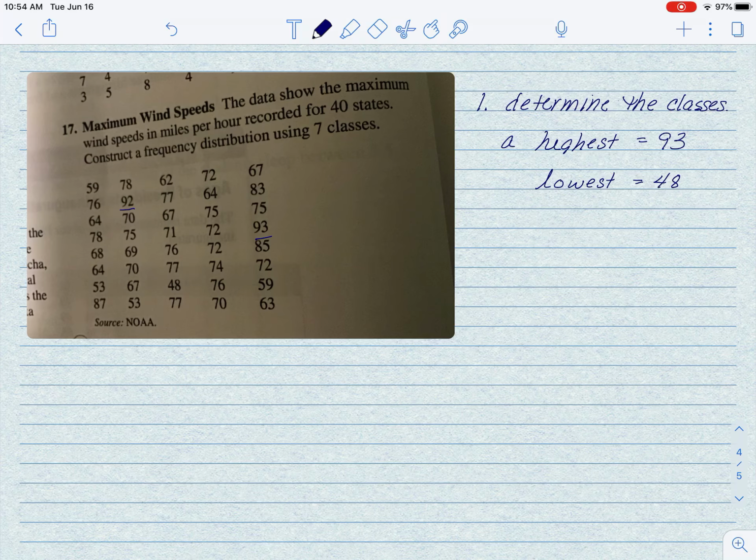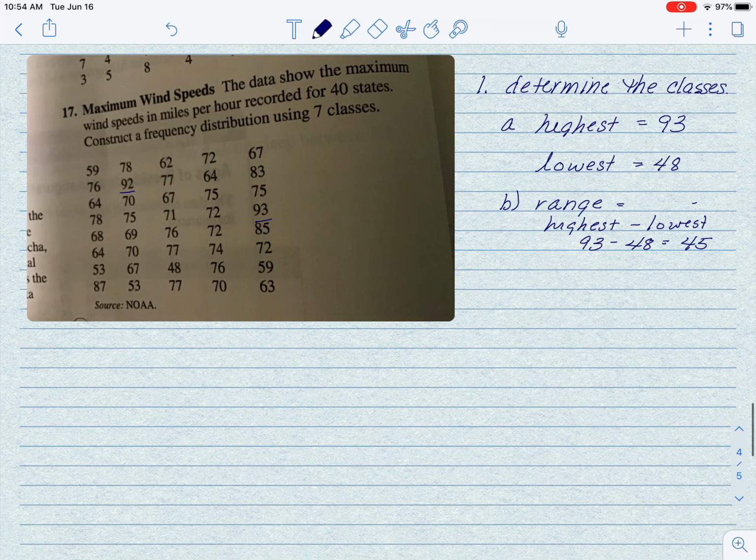Okay, so the range value, that's the next thing we want to find, is the range. The range is the highest minus the lowest. Let's put that on another line. Minus the lowest. So it's just the biggest value minus the smallest value. So in this case, it's 93 minus 48. And if we subtract those, I think we get 45. Okay, so that's our range, is 45.